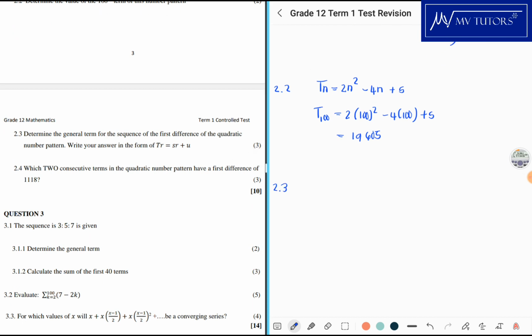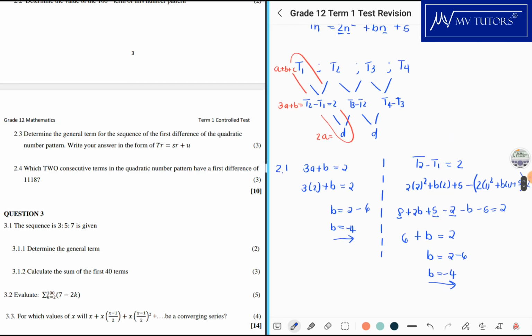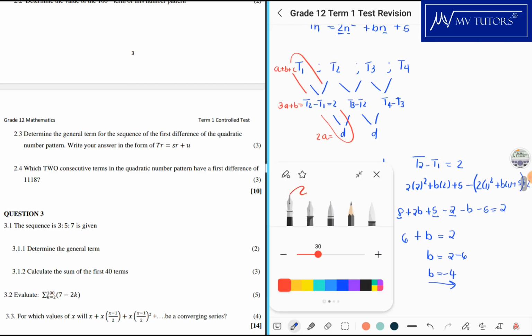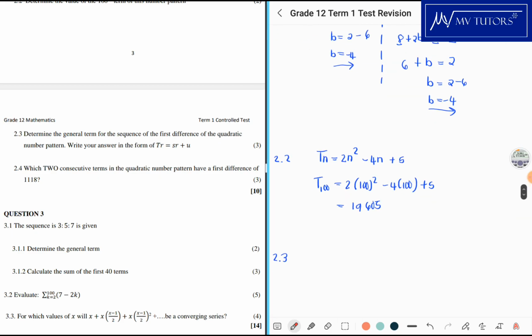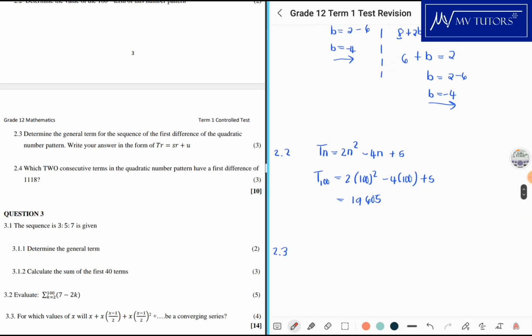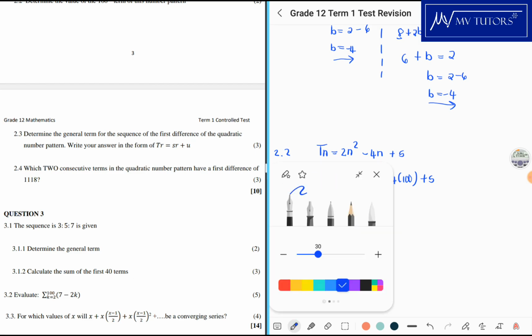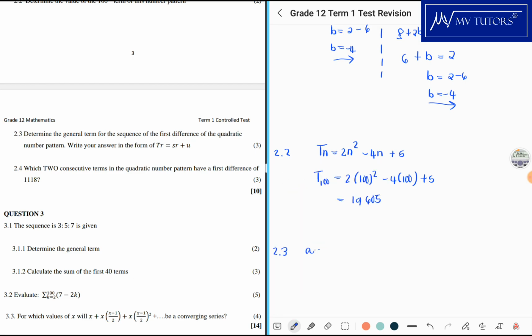Now 2.3 says determine the general term for the sequence of the first difference of the quadratic number pattern. So basically, what do they want? They want the general formula for this, the first difference. And the first difference is normally your arithmetic pattern. All right, so what do we know? We know the first term for the arithmetic pattern, A. We know that it is 2. It was given to us. How many marks? It's 3 marks.